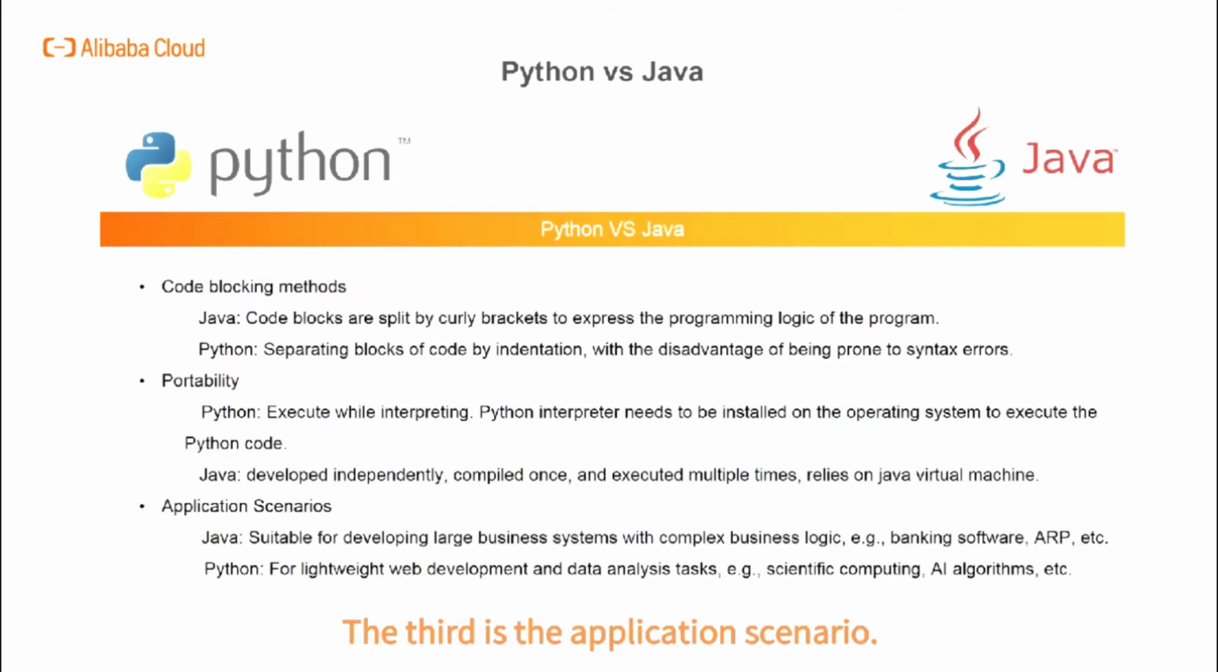The third is the application scenario. Java is more popular to develop large-scale business systems with complex business logic, such as banking software, ERP systems, etc. Python is suitable for lightweight tasks like web development, data analysis, and computing tasks, such as scientific computing and the development of AI algorithms, etc.